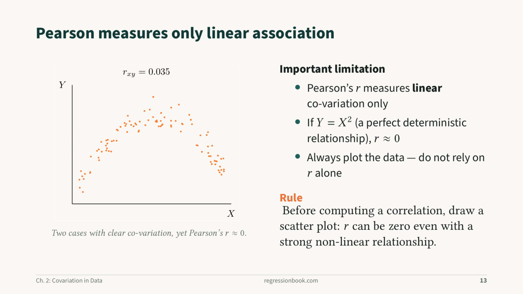Now an important limitation, drawn rather than stated. The scatter here bends like an arch, unmistakable covariation, yet Pearson's correlation is essentially 0, about 0.035. Pearson measures linear association only. A perfect deterministic curve can still produce a correlation near 0. Hence, the rule at the bottom, draw the scatter plot before computing any correlation, because the coefficient can be 0 even when a strong relationship is staring at you.